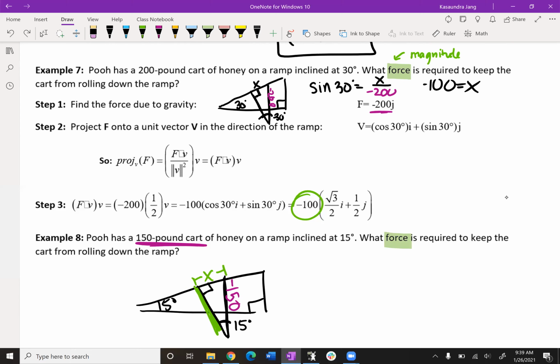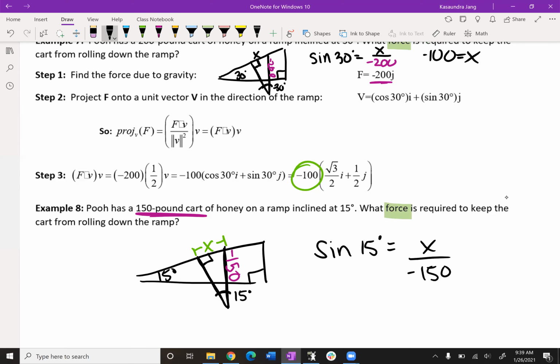There we go. So I've got my sine again, but I've got 15 degrees this time instead, equals my opposite over hypotenuse. I'm gonna multiply by 150 to the other side. We're gonna get another negative here. So let's go to 2 decimals again. I'm gonna do sine of 15 degrees times my negative 150. What do I get? Negative 38.82. Negative 38.82. All right, so there's that guy.